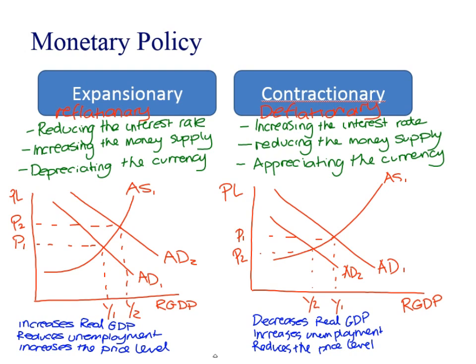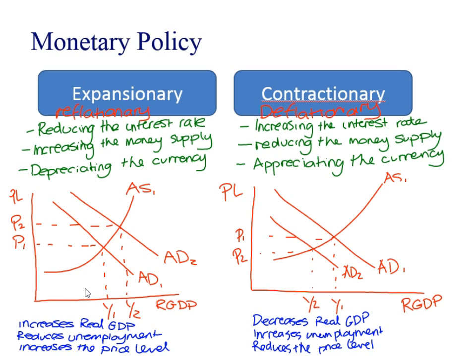So the effects of this diagram here, the expansionary, increasing aggregate demand, is that it increases real GDP and reduces unemployment, because labour is derived demand, so the more output there's demand for, the more workers you need. And it increases the price level, so we've got some inflation happening there.